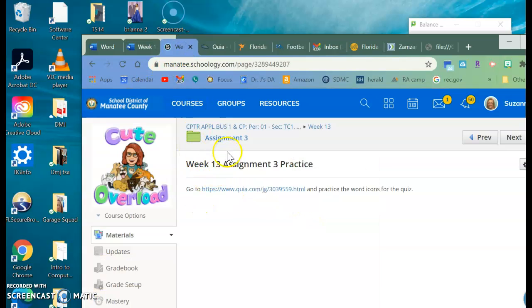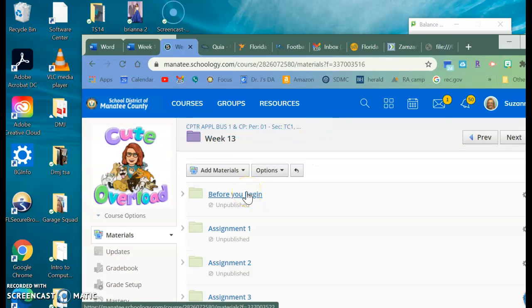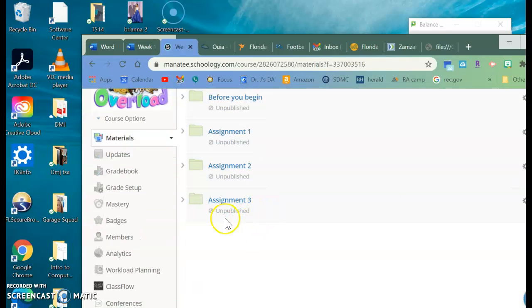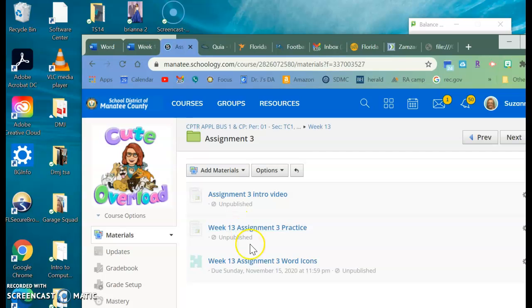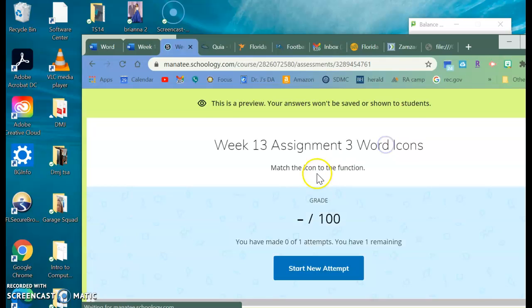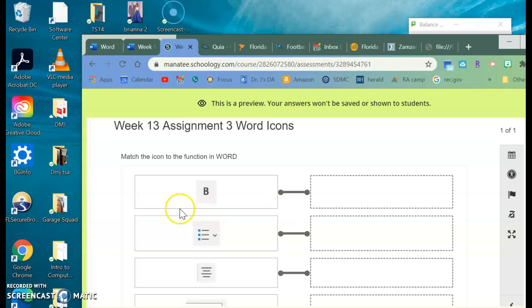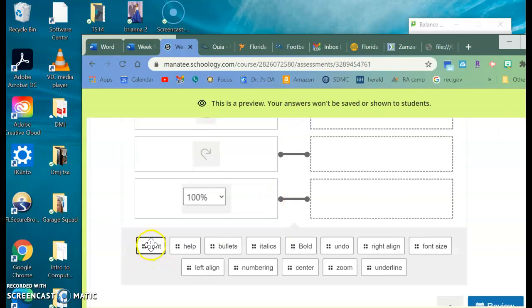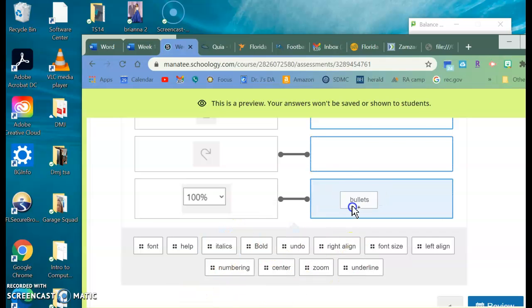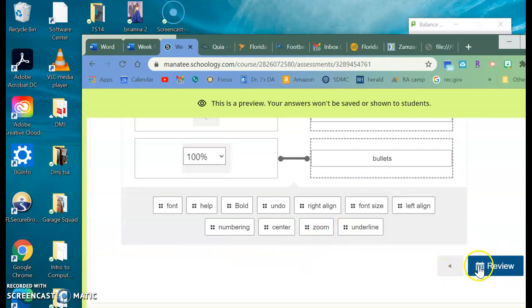Once you are ready to take the quiz, which you may take one time only, it is a quiz, just like if you were sitting in class taking a quiz. You'll go to the quiz and it is a matching, and if you go down here to the bottom, you find the word, and then you put it wherever it goes. When you're done, you will hit review, and then you can hit submit.